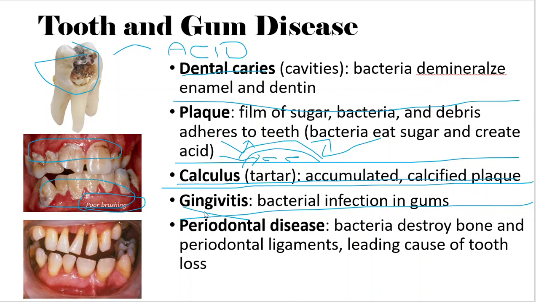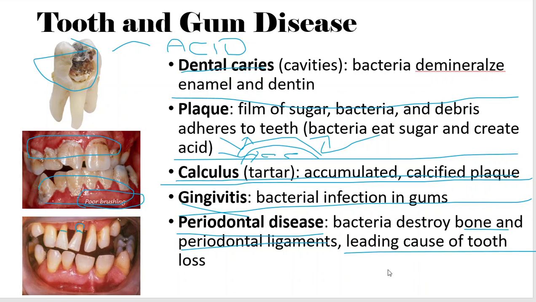And if allowed to go long enough, you get periodontal diseases. The bacteria are going to dissolve bone and the periodontal ligaments. And notice this is where the gum line should be right there. You've actually got the neck of the tooth exposed right there. The gums have receded, and you're going to lose teeth.